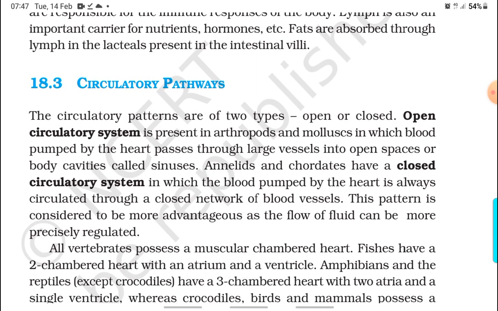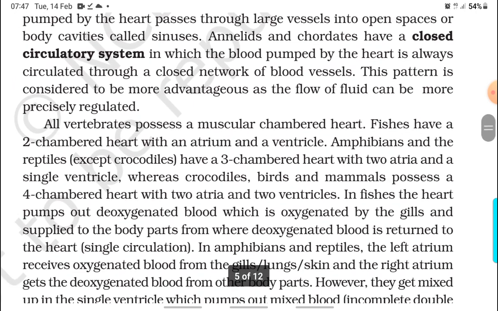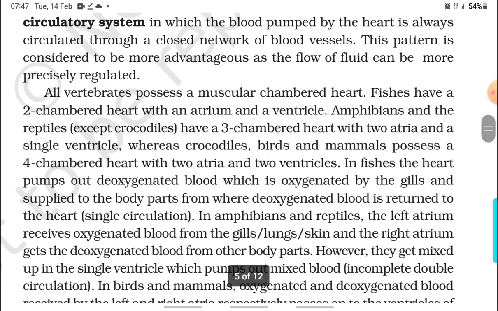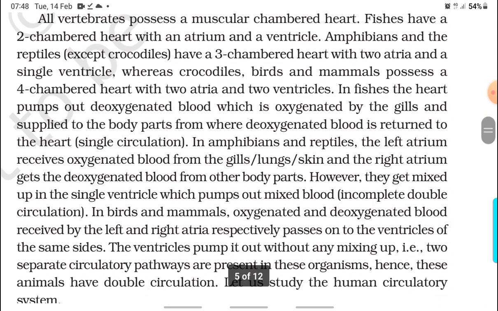Circulatory pathways. Circulatory patterns are of two types, open or closed. Open circulatory system is present in arthropods and mollusks, in which blood pumped by the heart passes through large vessels into open spaces or body cavities called sinuses. Annelids and chordates have a closed circulatory system in which blood pumped by the heart is always circulated through a closed network of blood vessels. This pattern is considered to be more advantageous as the flow of fluid can be more precisely regulated. All vertebrates possess a muscular chambered heart.